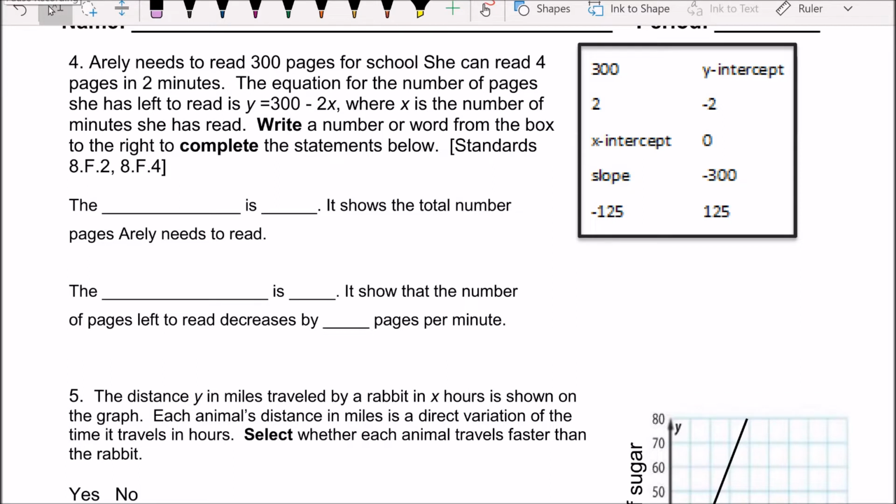Number 4. Airly needs to read 300 pages for school. She can read 4 pages in 2 minutes. The equation for the number of pages she has left to read is y equals 300 minus 2x, where x is the number of minutes she has read. Write a number or word from the box to the right to complete the statement below.